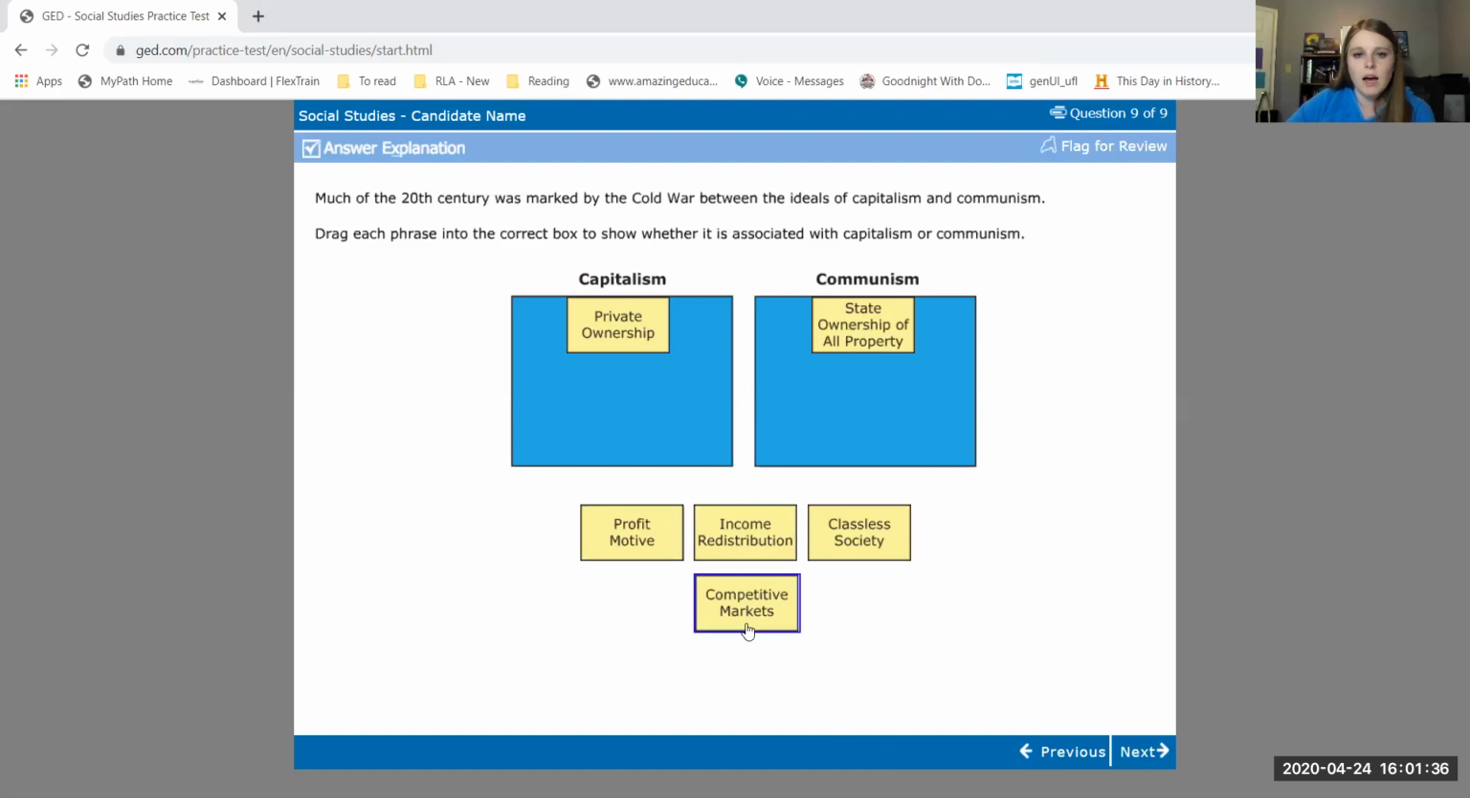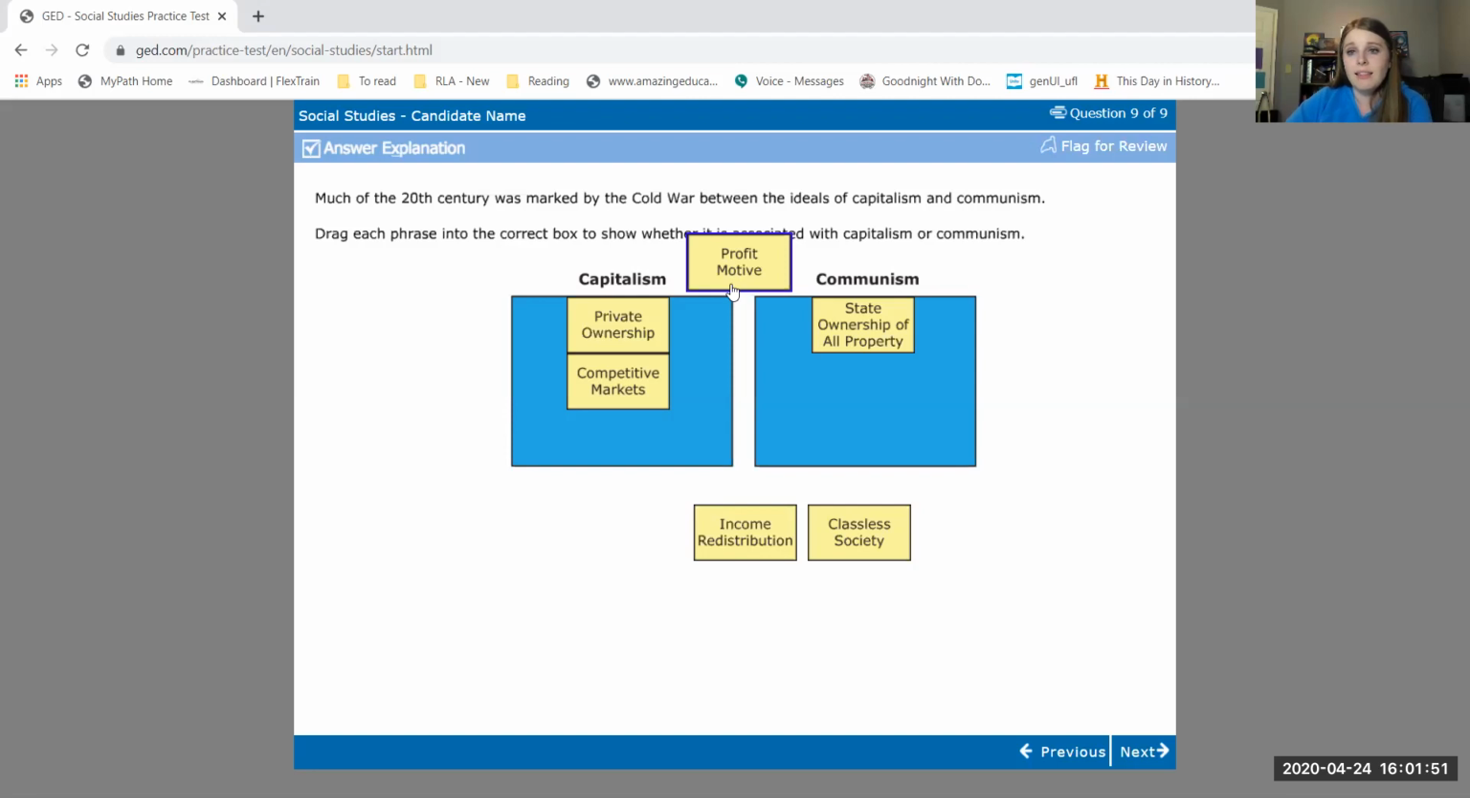All right, competitive markets. I think we like that here in the United States, so I'm going to put that in capitalism. Let's see, profit motive. So profit means money, motive or motivation is why we do something, and I think the businesses in the United States are working towards making money, so let's put that in capitalism.